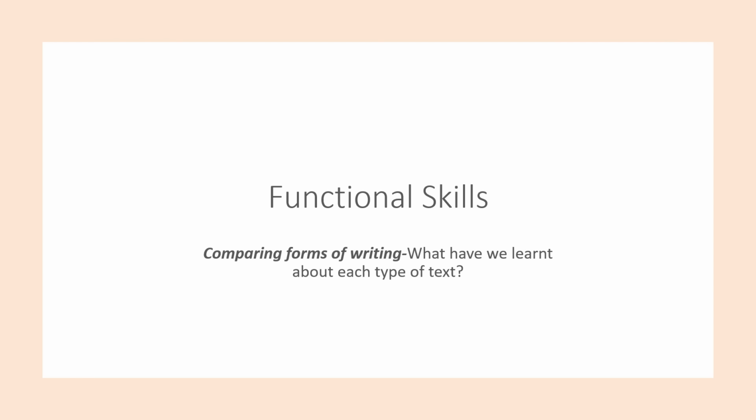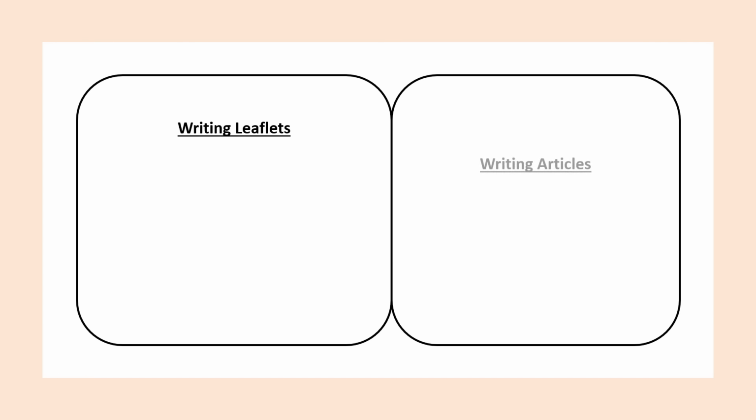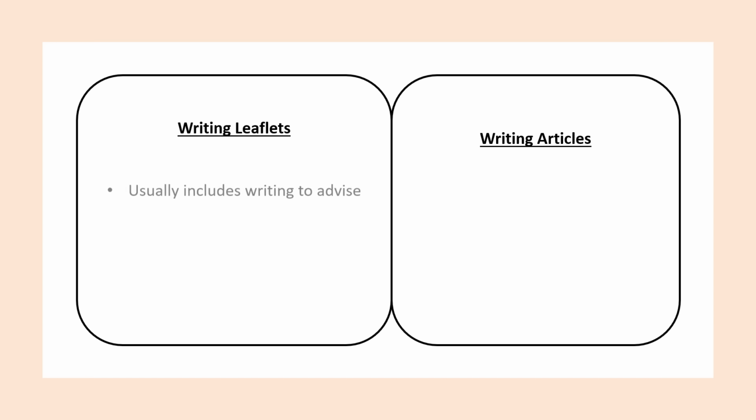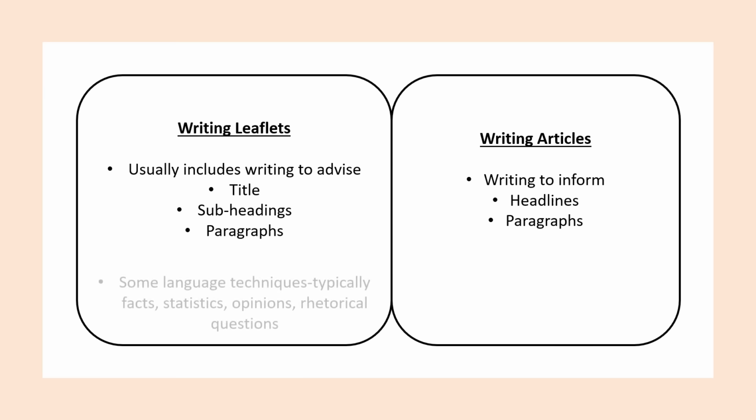Now, if we think about the different forms of writing that we've looked at so far, think about the two different texts. So we're currently looking at a leaflet, but we've also been looking at articles as well. So with the leaflet then, they usually include writing to advise. For an article, it's usually writing to inform. For a leaflet, you'd have a title, whereas for an article, you would have headlines. For a leaflet, you'd have subheadings and paragraphs, and for an article, you'd have paragraphs.